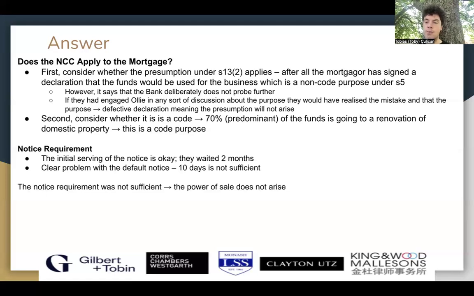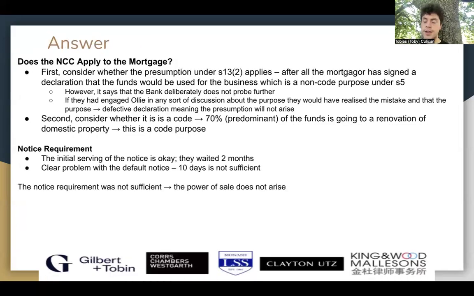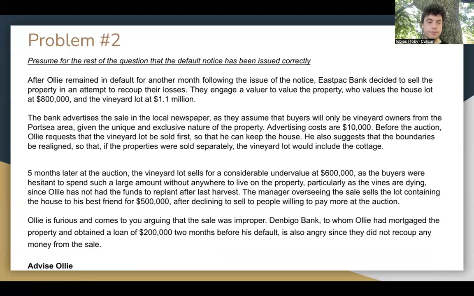In this case, they've waited 2 months. No problems. However, in the actual default notice, it says 10 days. Section 88.2 says that it must be 30 days. So, yeah, clear breach, power of sale has not arisen. And, yeah, there'll be inequity, I think. Oh, no, they haven't commenced proceedings yet, so they can still stop. There could be an injunction or something. Cool, that's the answer for that one. These questions aren't too hard.